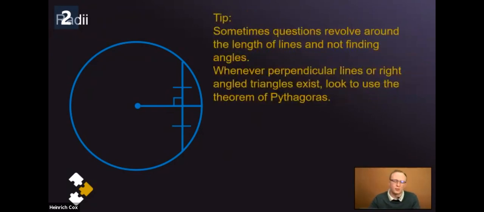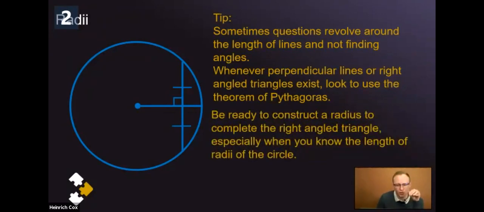Okay, so here's a tip. Sometimes questions revolve around finding the lengths of lines and not finding angles, right? And whenever perpendicular lines or right-angled triangles exist, as we said in your toolbox, you are looking to use the theorem of Pythagoras, right? Now here, especially when we've got this theorem, you've got to be ready to construct a radius to complete the right-angled triangle, especially when, as we said, you know the length of the radius.